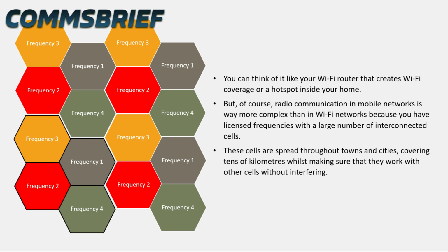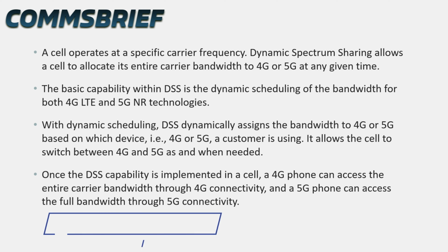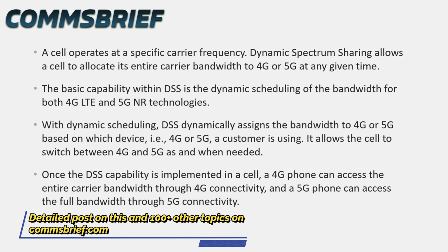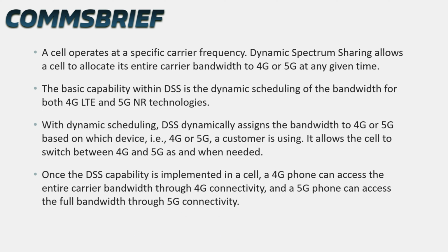But of course, radio communication in mobile networks is way more complex than in Wi-Fi networks because you have licensed frequencies with a large number of interconnected cells to work with. These cells are spread throughout towns and cities, covering tens of kilometers, whilst making sure that they work with other cells without interfering. A cell operates at a specific carrier frequency, and dynamic spectrum sharing allows a cell to allocate its entire carrier bandwidth to 4G or 5G at any given time.